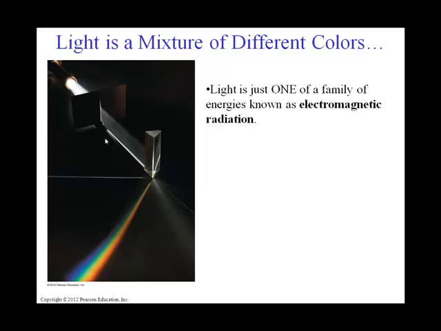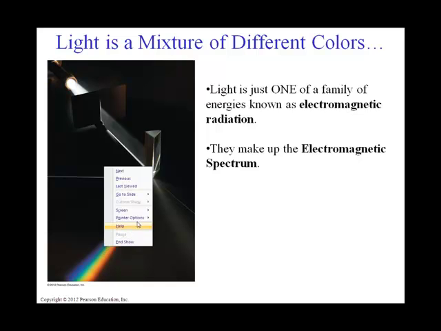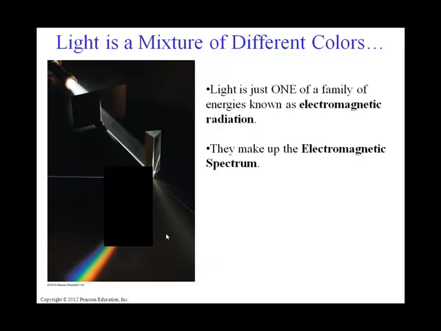So anytime we see white light coming from the sun, or white light coming from a light bulb in the room, it actually has all the colors in it. Light is just one form of a group of energies we call electromagnetic radiation. Just like we call the rainbow the spectrum of light, so also we call all the families of energy, including light, the electromagnetic spectrum. So let's take a look at the electromagnetic spectrum.